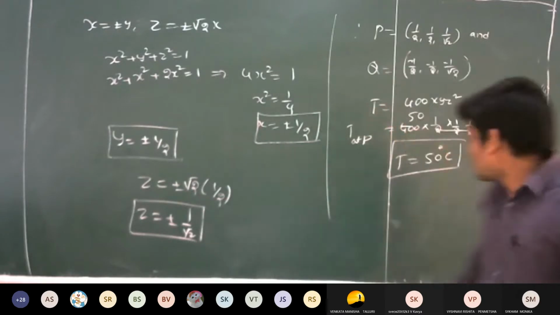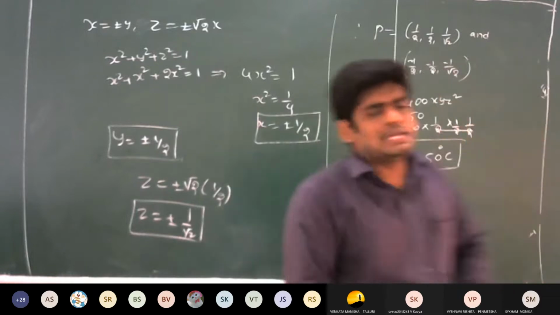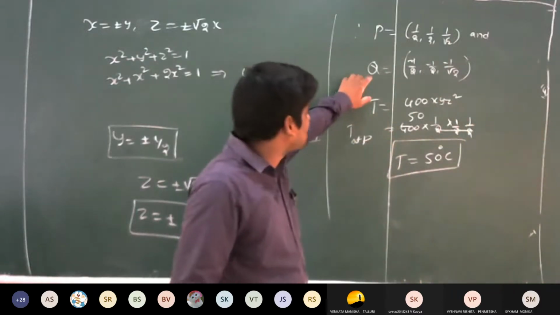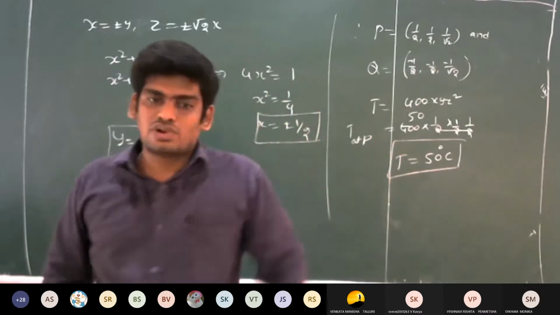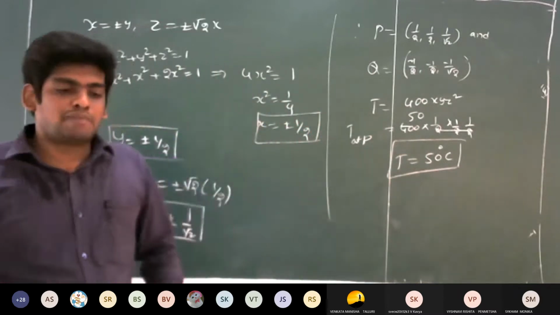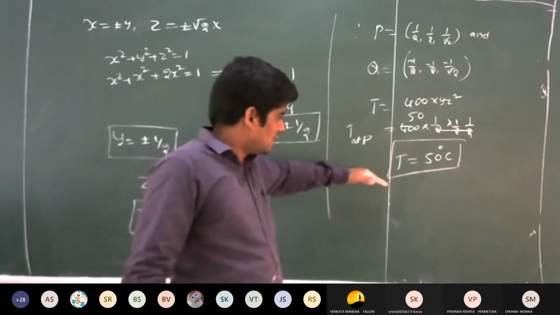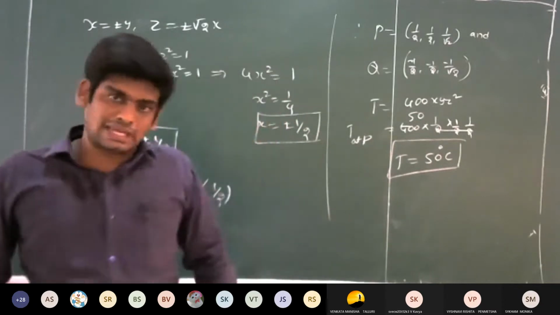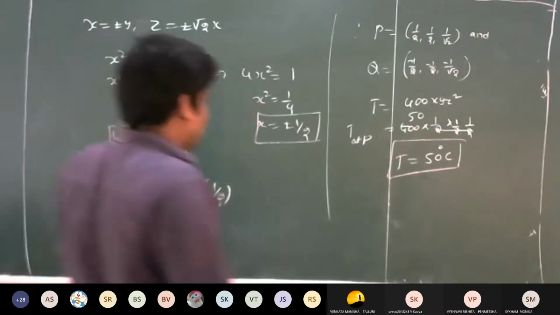In that case, you don't consider the 50 degrees centigrade. But here, at the point Q also you will get the same answer. So you don't need to calculate the temperature at the point Q. So this is the simple example based on the Lagrange's method of multipliers.